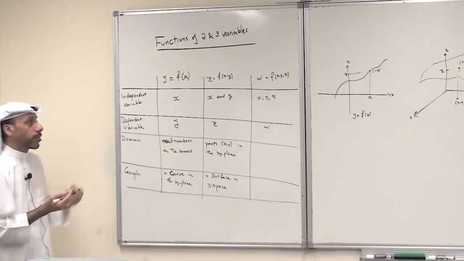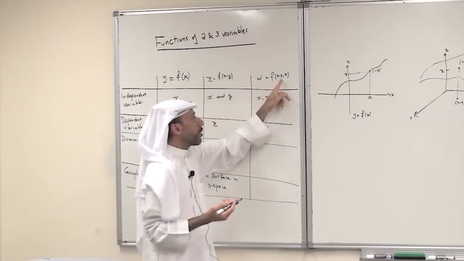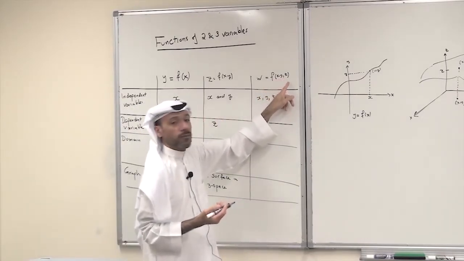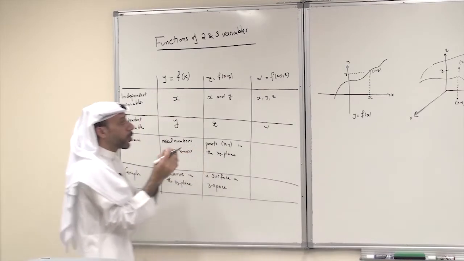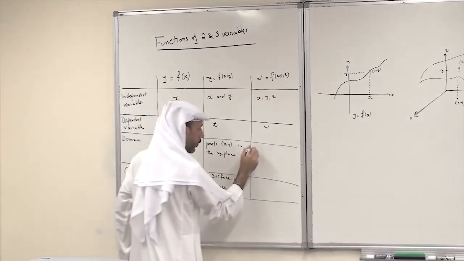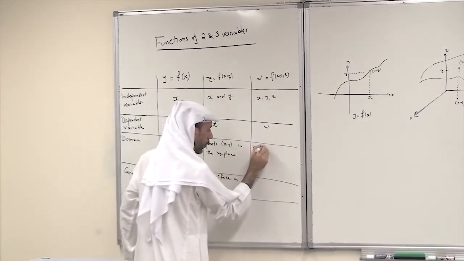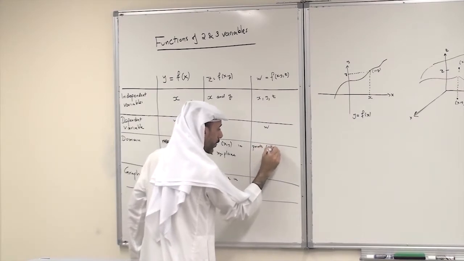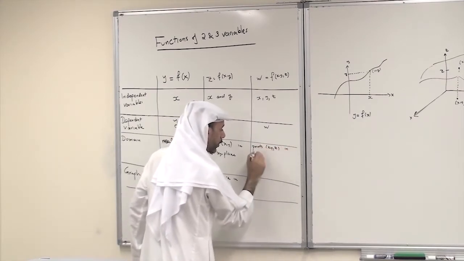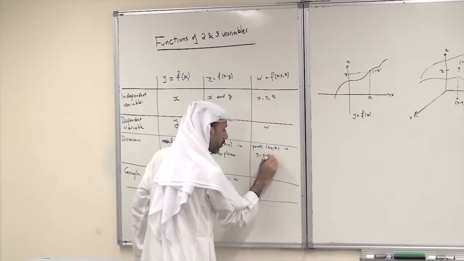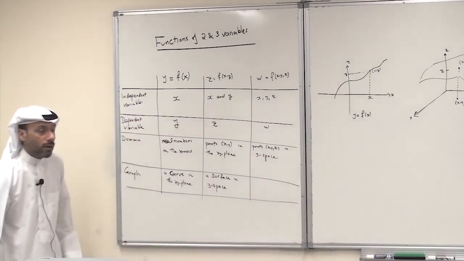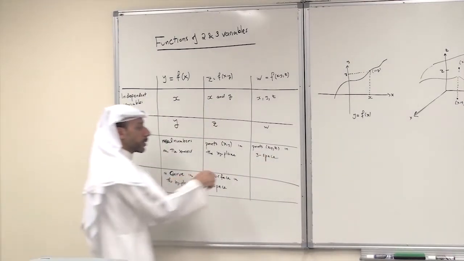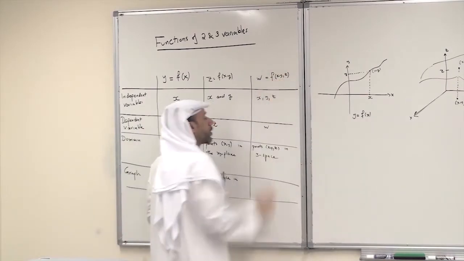The domain here, too, we have to substitute three numbers: one for x, one for y, one for z. So the domain will be points in three space, (x, y, z).